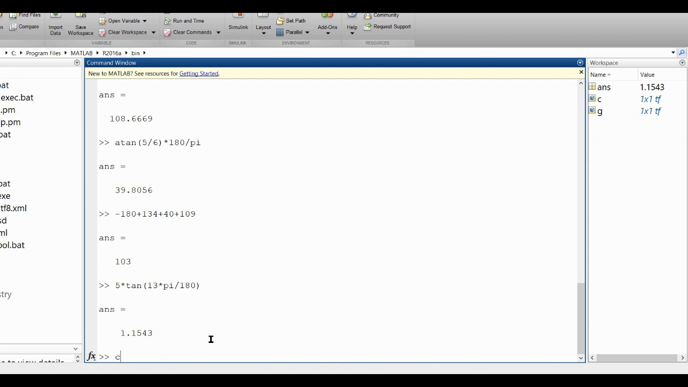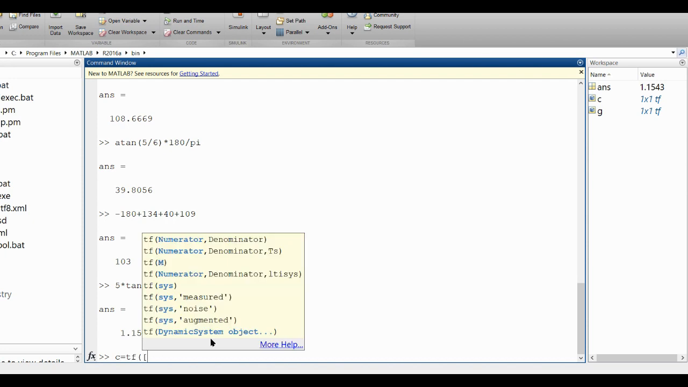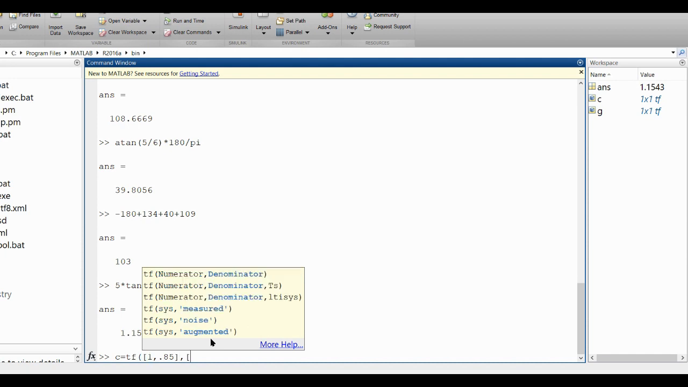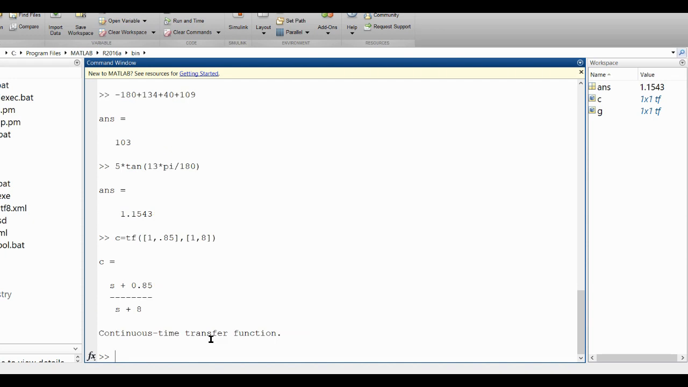Okay, all right. So that's our compensator. C equals TF, 1.85 over 8. Okay, it's a lead transfer function.